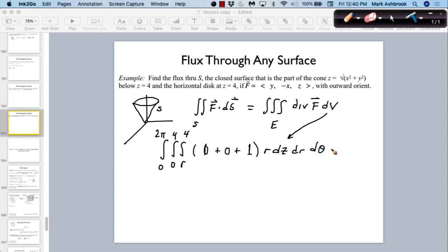We don't have time to solve it, but you should get 64 pi over 3, just like we got before when we did the surface integral in 2 parts.